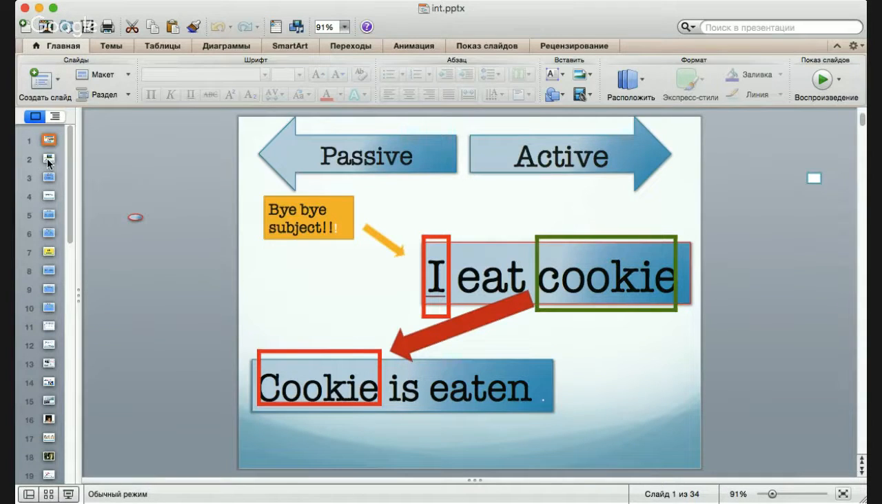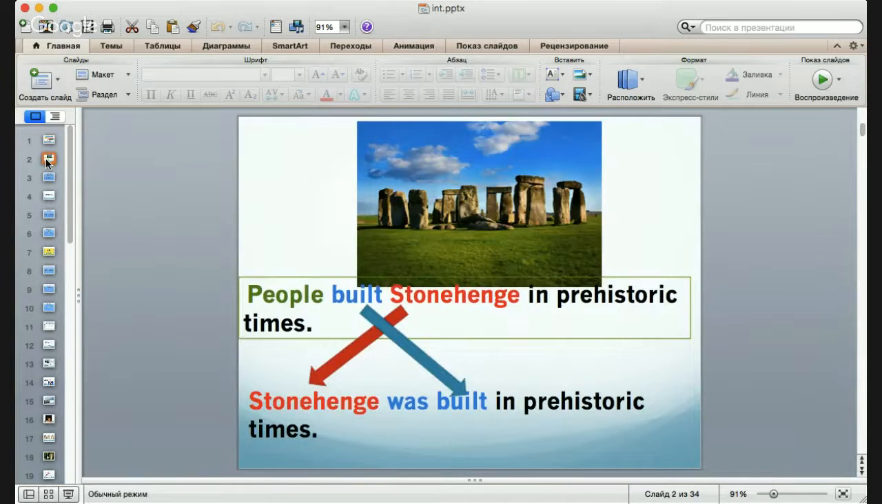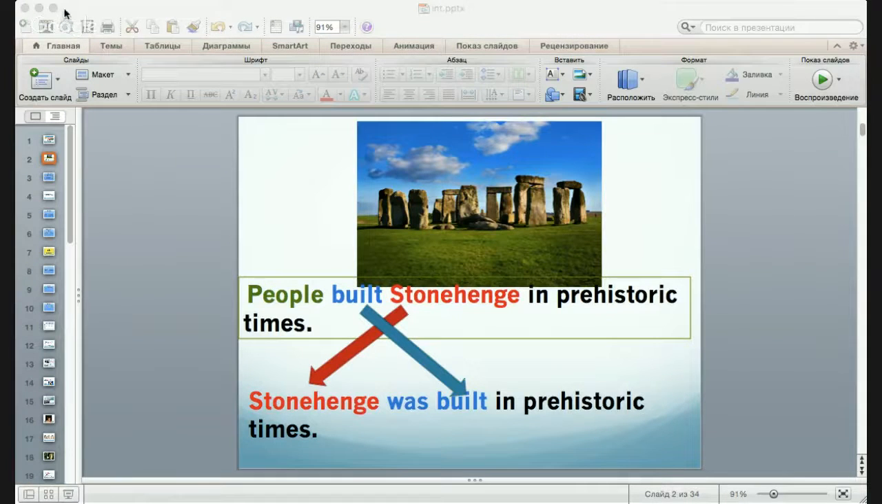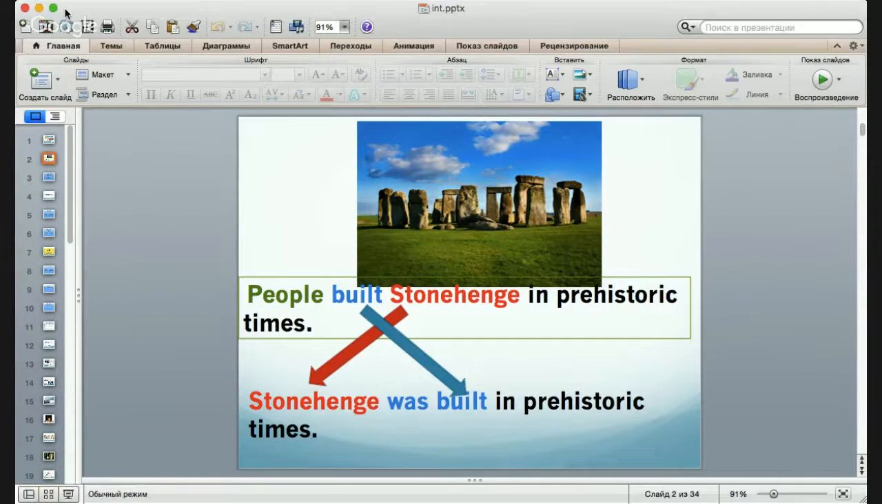Let's have a look at the other example. Hope you can easily recognize the popular place, and this place is known by many people all over the world. Very famous one. So that is Stonehenge, right?